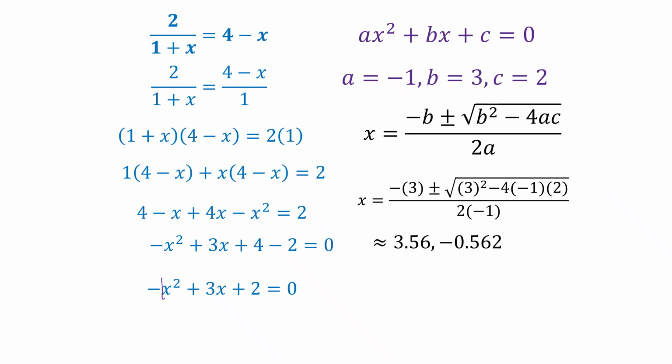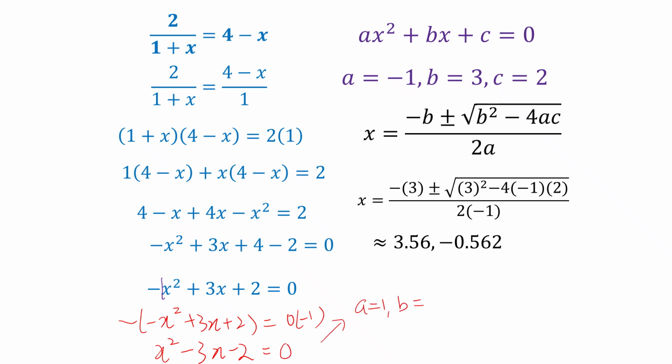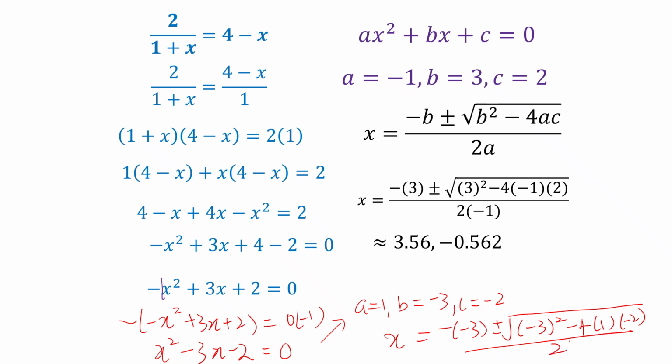If you like to do what I've just mentioned, you multiply every term by a negative. You will end up getting x squared minus 3x minus 2 equals 0, since 0 times anything will just give you 0. And here your a will be 1, b will be negative 3, c will be negative 2. If you substitute into your formula, you will still get the same answer, which is 3.56 and negative 0.562.